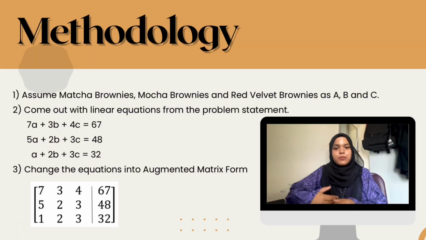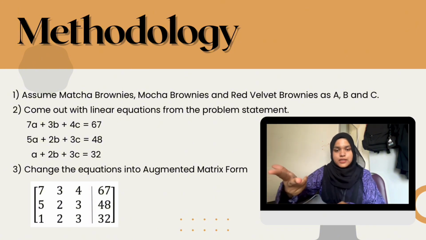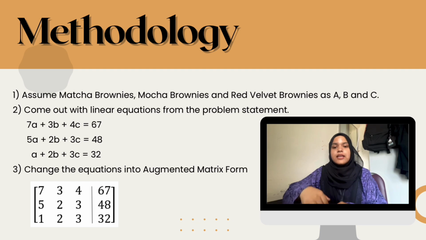Okay, next, we move to the methodology. First step, we need to assume matcha brownies, mocha brownies and red velvet brownies as A, B and C. Next, we come up with linear equations from the problem statement. For the first equation, we get 7A + 3B + 4C = 67. Next equation, we get 5A + 2B + 3C = 48. And the last one, we get A + 2B + 3C = 32.